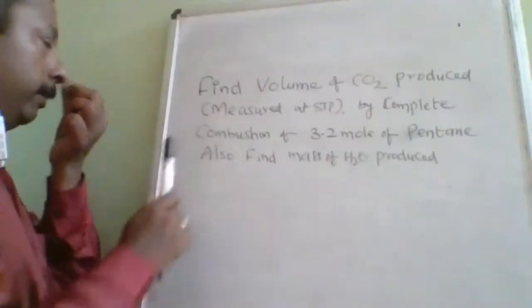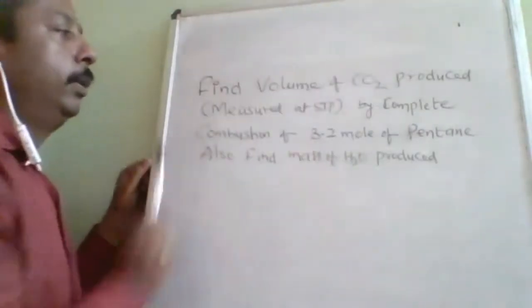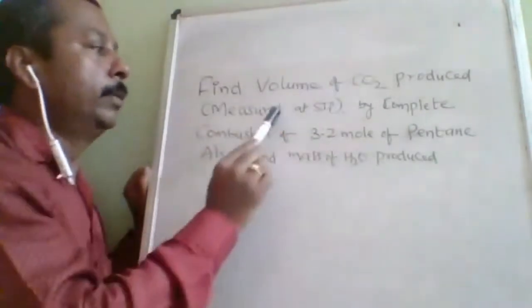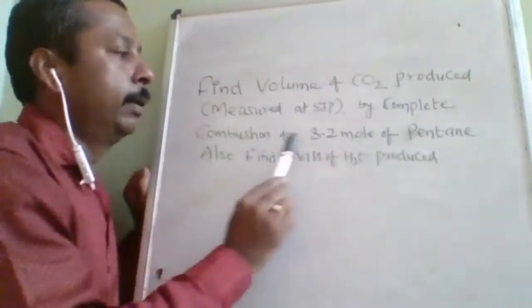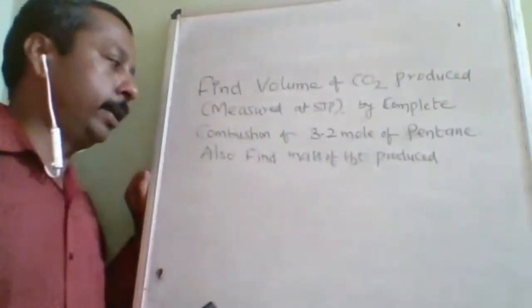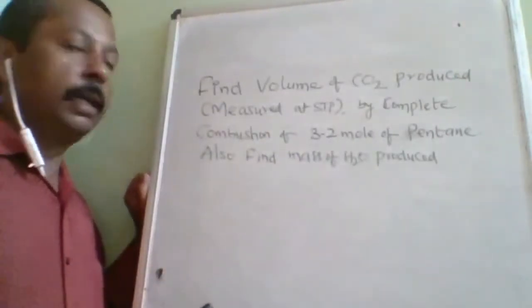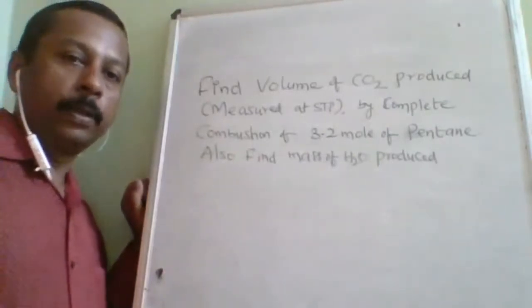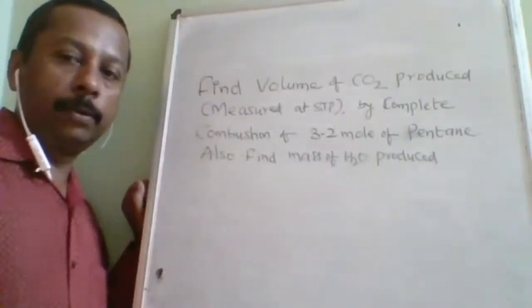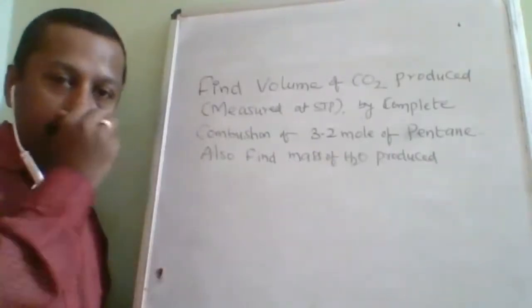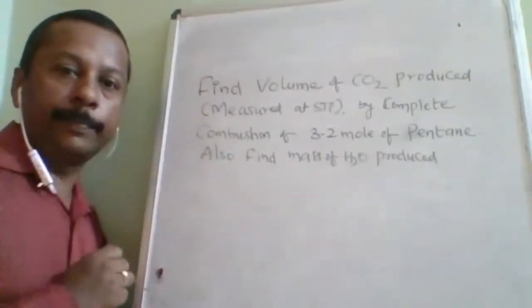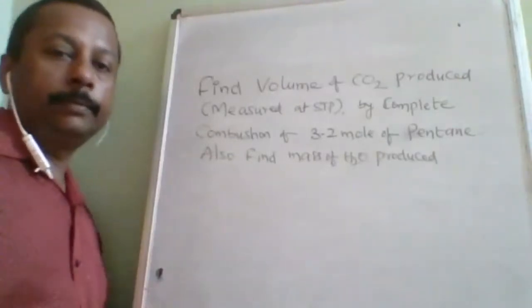Find the volume of CO2 produced. Okay, this volume is measured at what condition? At STP. By complete combustion of 3.2 moles of pentane. Also find the mass of H2O produced. Okay, now everybody start solving, then I will tell you the procedure. Start replying.